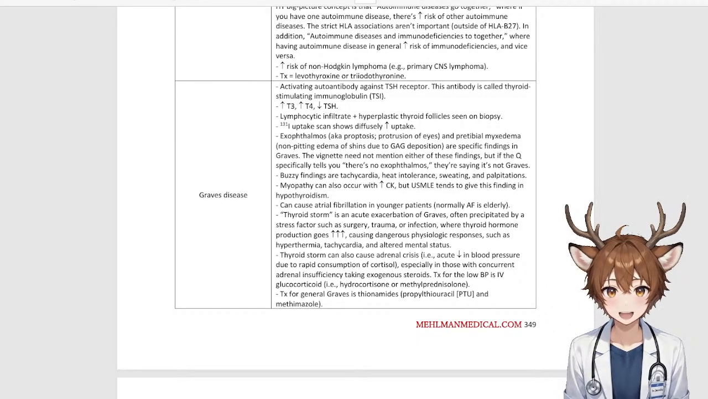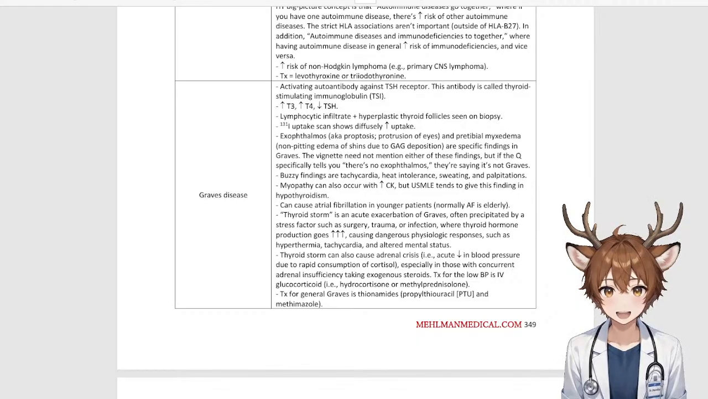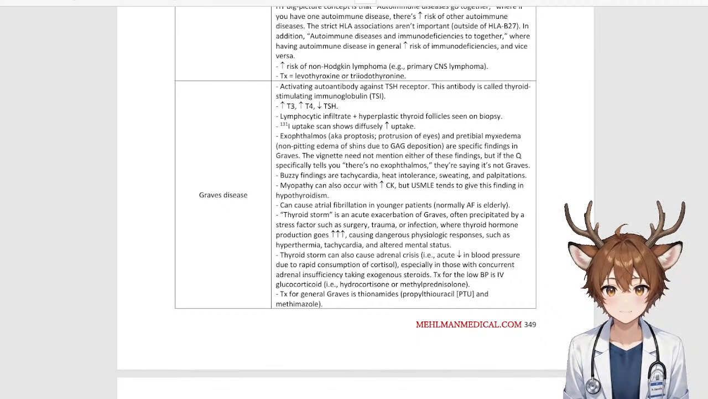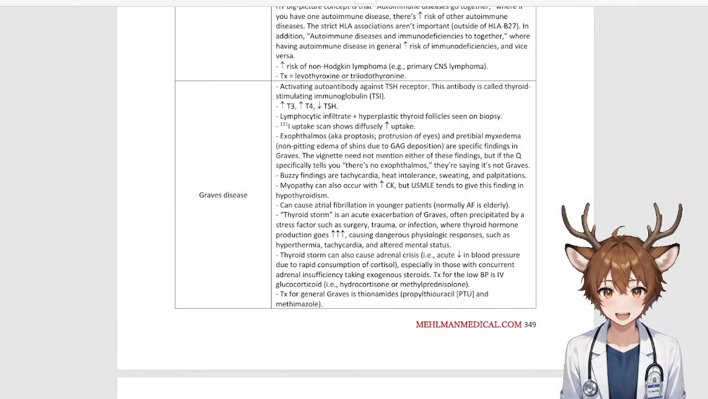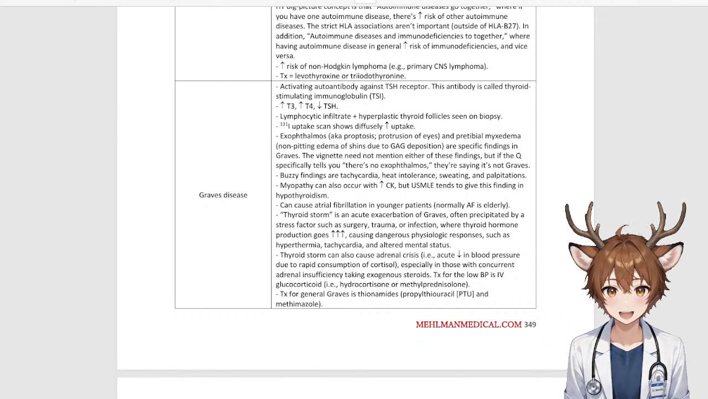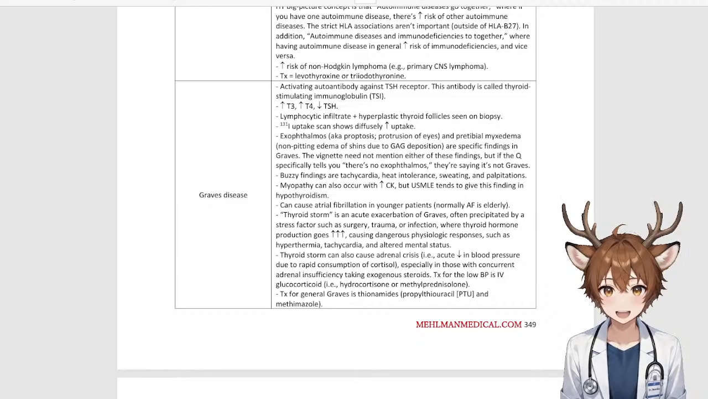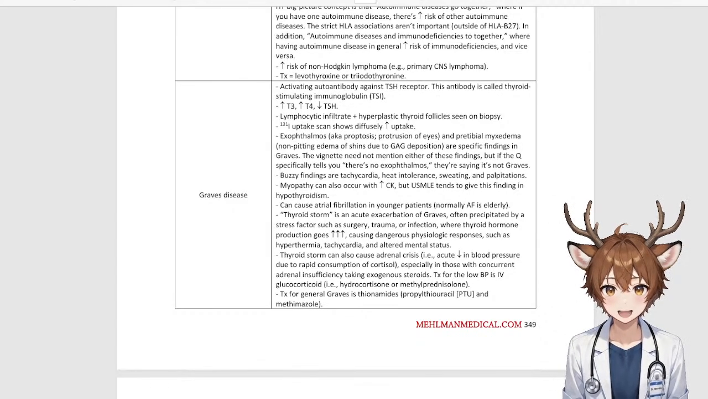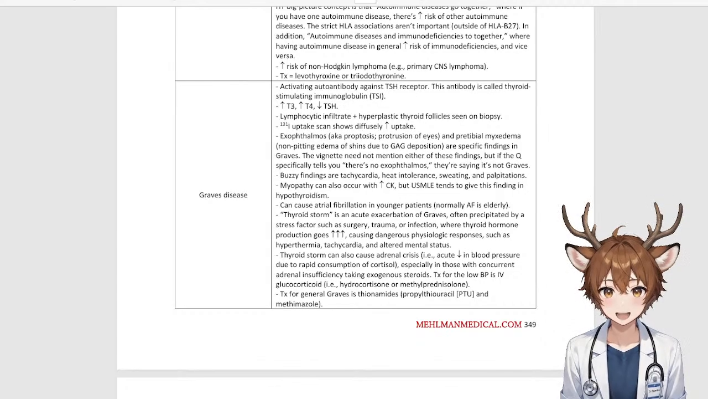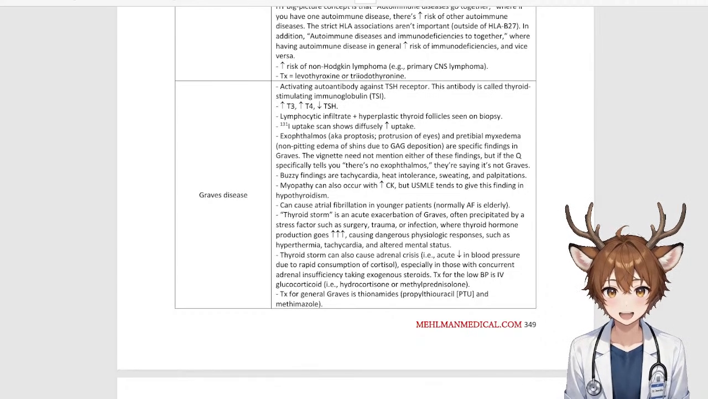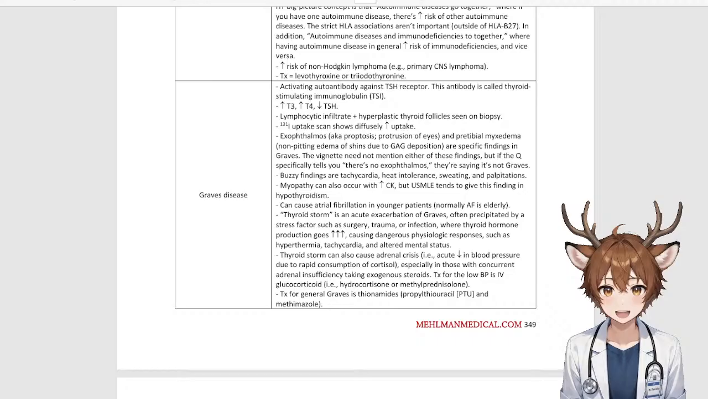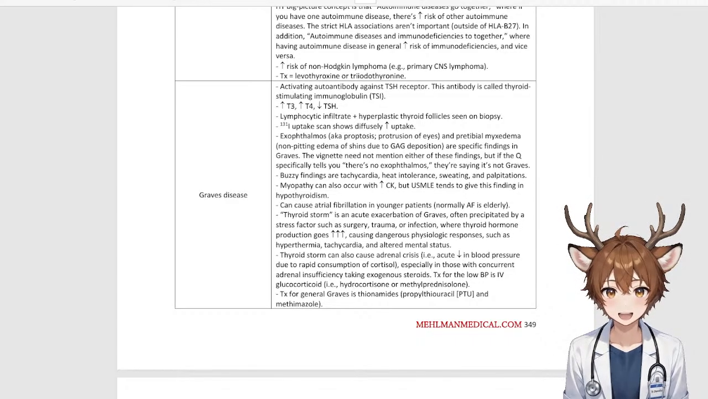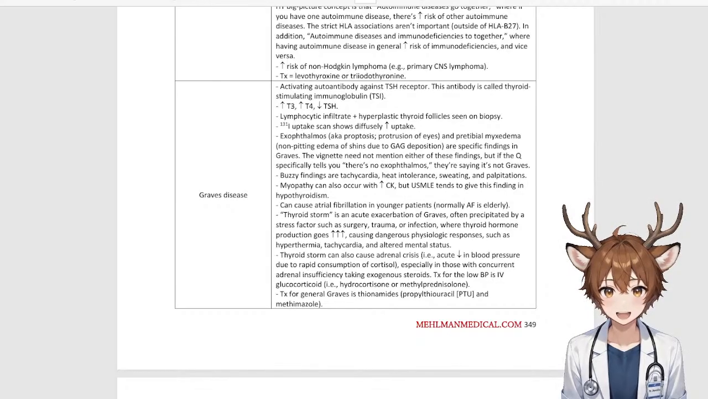Exophthalmos, aka proptosis, protrusion of the eyes, and pretibial myxedema, non-pitting edema of the shins due to GAG deposition, are specific findings in Graves'. The vignette need not mention either of these findings, but if the question specifically tells you there's no exophthalmos, they're saying it's not Graves'. Buzzy findings are tachycardia, heat intolerance, sweating, and palpitations. Myopathy can also occur with an increase in CK, but USMLE tends to give you this finding in hypothyroidism. It can cause atrial fibrillation, AFib, in young patients.